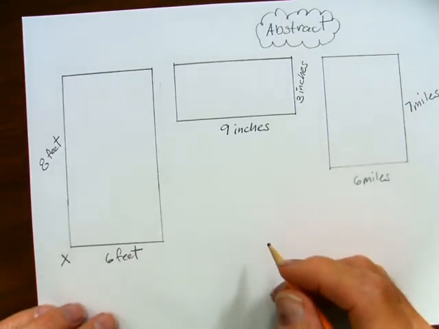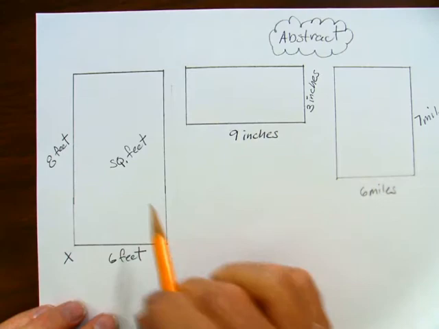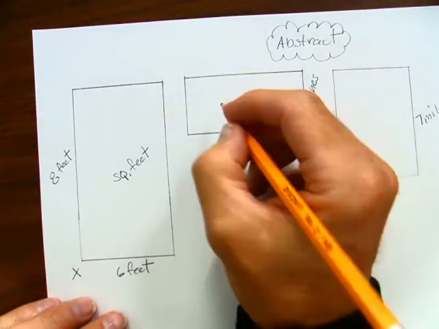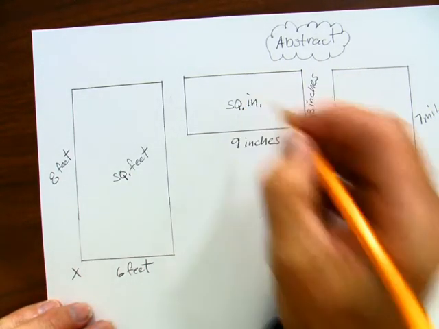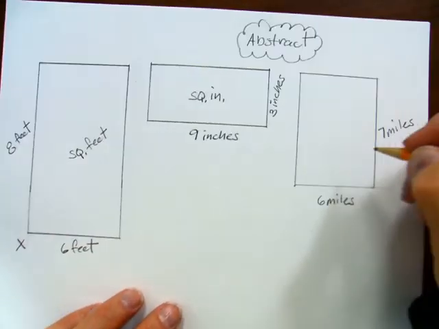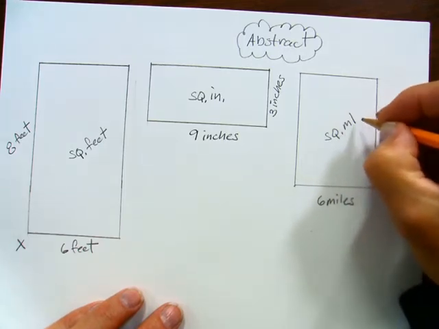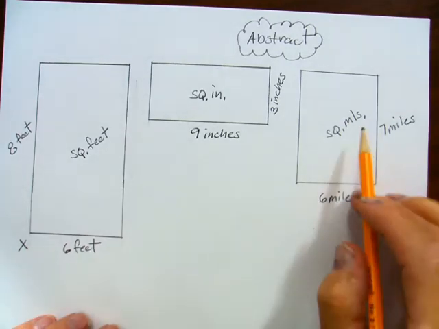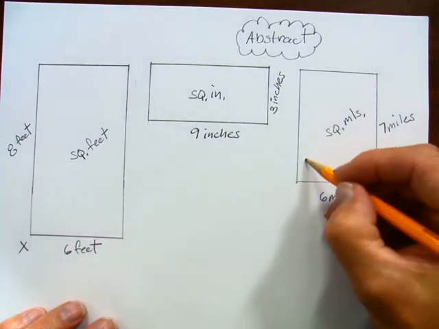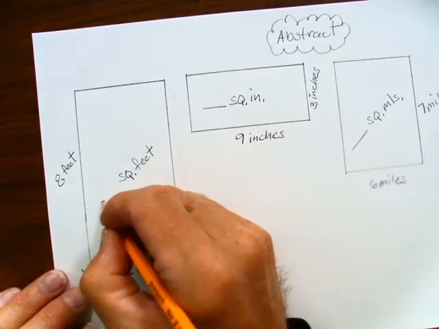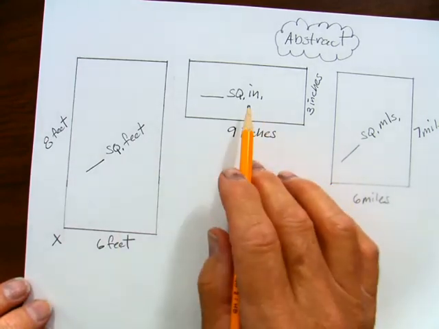Now, if the question was how many square, this would be square feet. I'm going to abbreviate squares SQ. This would be square inches. I'm going to abbreviate inches as IN. Miles, even in miles, something that big, this is going to be square miles. I'm going to put MLS. Sometimes this stands for milliliters also. So now I'm going to have to find out how many squares are in my imaginary rectangles. Feet, inches, miles.